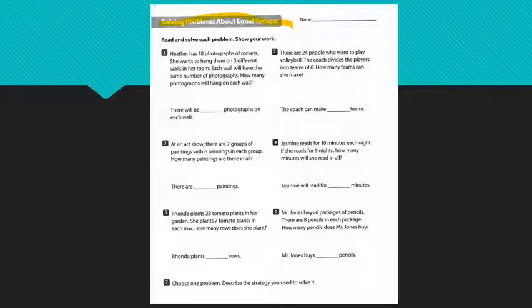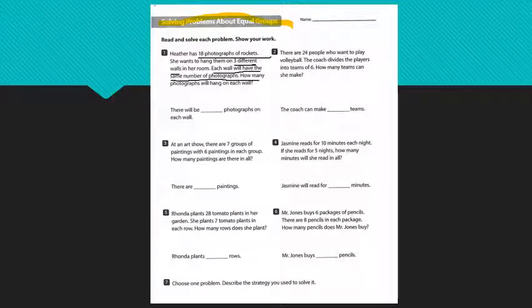Heather has 18 photographs of rockets. She wants to hang them on 3 different walls in her room. Each wall will have the same number of photographs. How many photographs will hang on each wall? Okay, so now I'm going to underline some of the important parts. So we know that Heather has a total of 18 photographs of rockets, and she wants to hang them on 3 different walls. Now something else that's very important is that each wall has the same number of photographs.